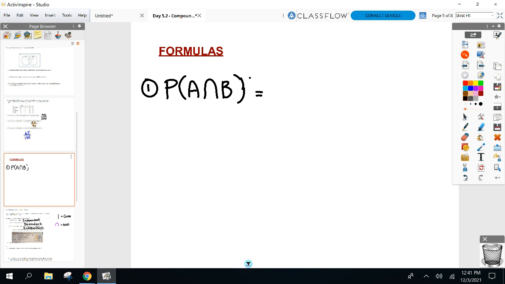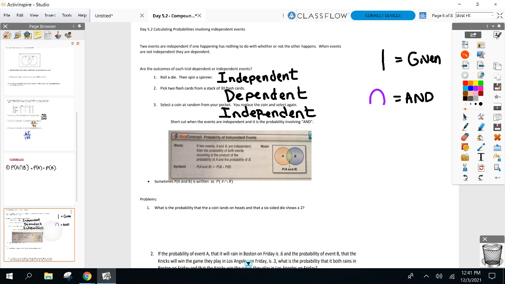Very, very not complex at all formula. You take the probability of the first event, A, and you multiply it with the probability of the second event, B. That's it. That's how you find A and B. All right, let's use it.